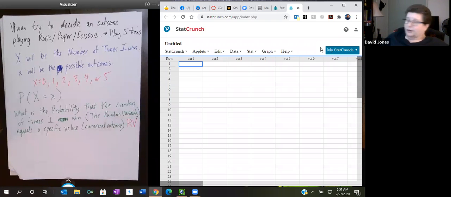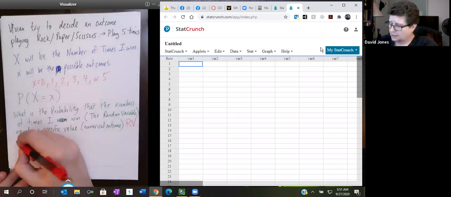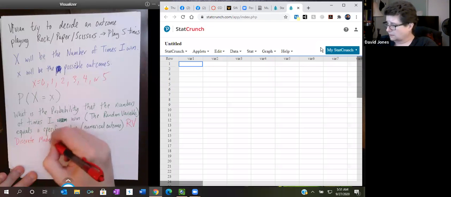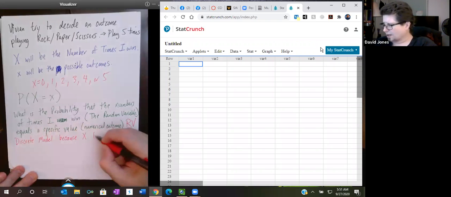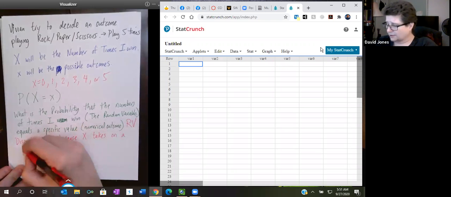Now, that's just this scenario. In other scenarios, capital X is going to equal something different, and lowercase x is likely to have different values. And what makes this a discrete probability model? This is a discrete model because x takes on countable values, on a limited number of countable values.